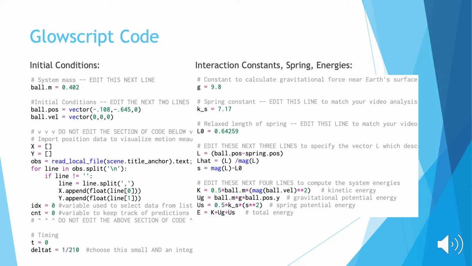To get kinetic energy, we had to do 1/2 times the mass times the magnitude of the ball's velocity squared. And then for gravitational potential energy, it was mass times the gravitational force times the position of the ball at Y. And then the spring potential energy is 1/2 times K stiffness times s squared, and then the total energy is kinetic, gravitational potential, and spring potential energy all added together. These are very important and are needed in the end.